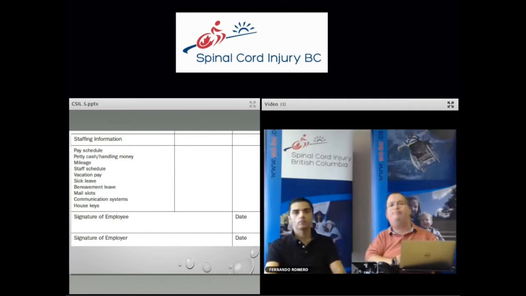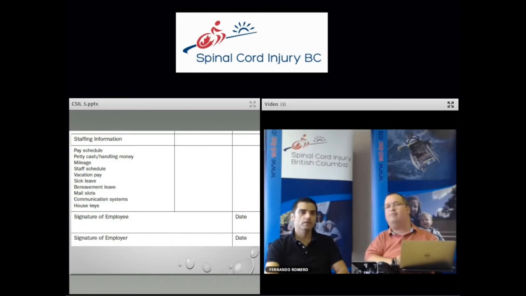Signing at the bottom is a real key here. Fernando and I were talking about it earlier: get them to sign it, and you sign it. It just reminds you that you've dealt with it, so that down the road, nobody can say, hey, you never told me. Well, we both signed off saying that I did tell you. And at the very end, we talk about documents that you should be keeping.